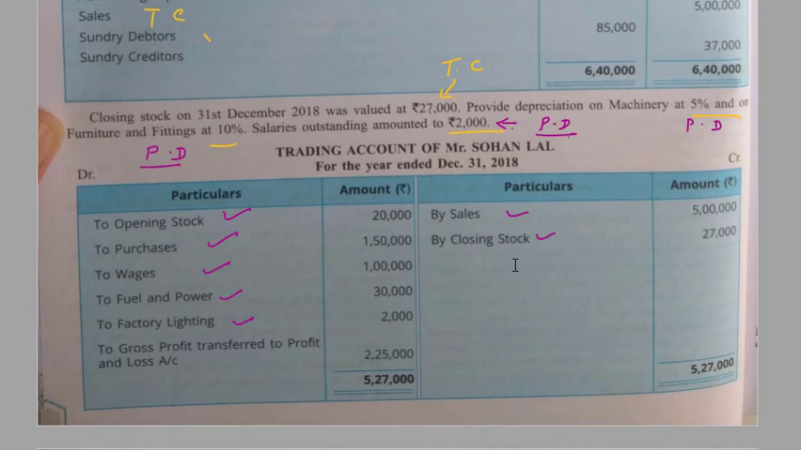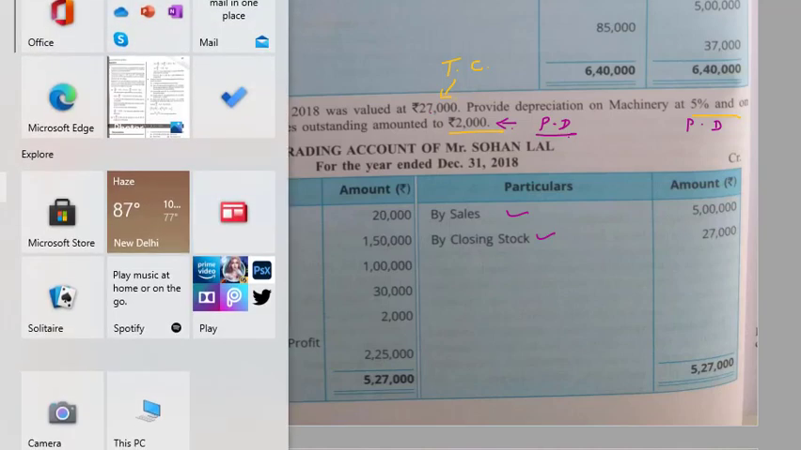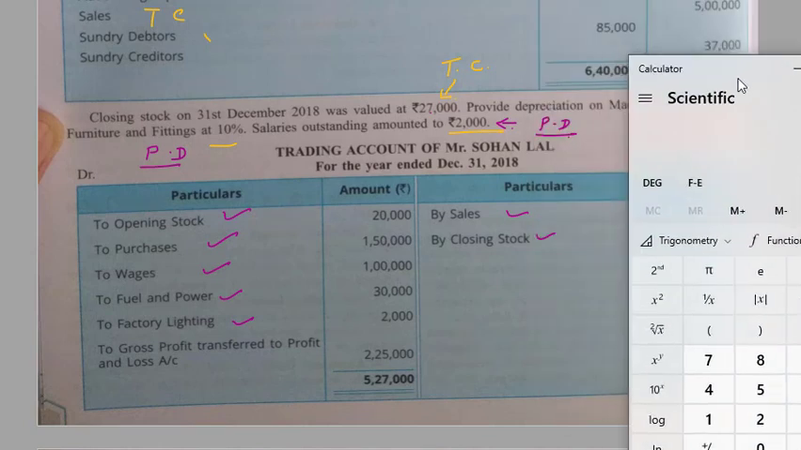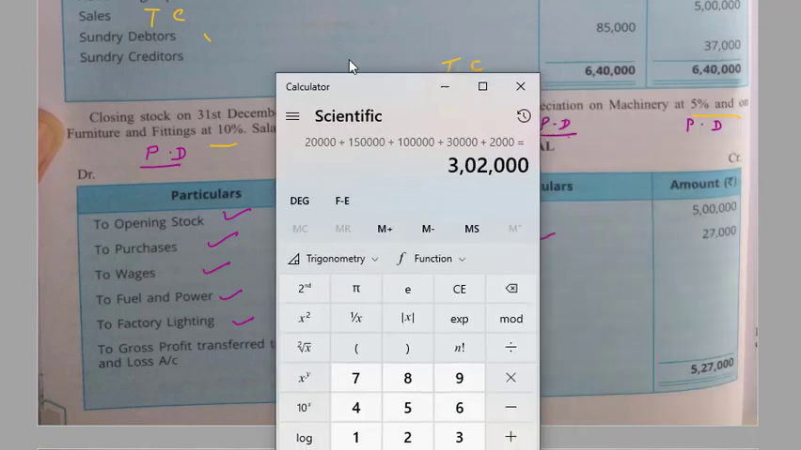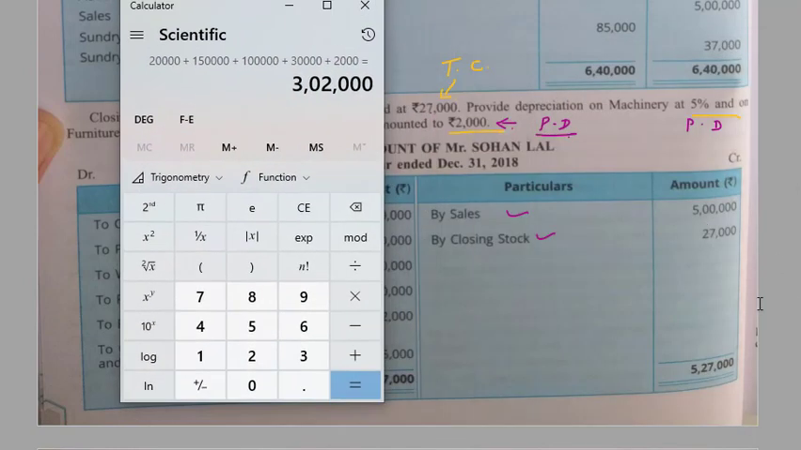So now on this side it is 5,27,000, and on this side if you calculate, let me open the calculator. So on this side it is 20,000 plus 1,50,000 plus 1 lakh plus 30,000 plus 2,000. So total 3,02,000, and here my sales is 5,27,000.